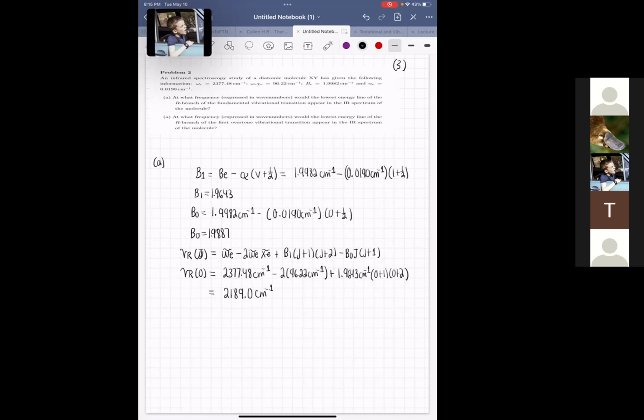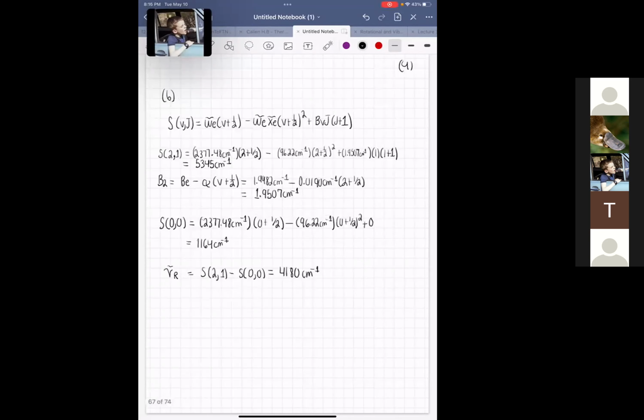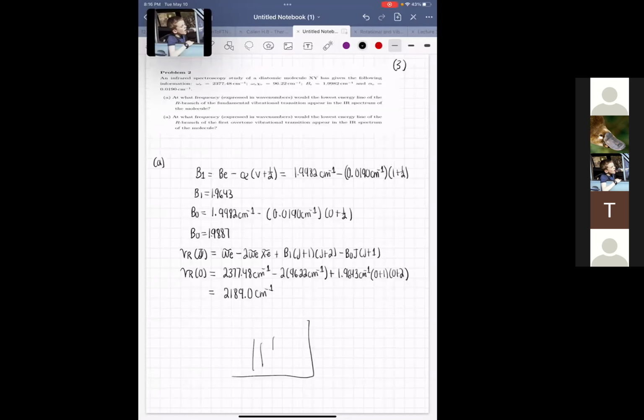Okay, so the lowest line in the R branch would be when J is equal to 0, and that means the transition 0 to 1, because if you really think about it, the R branch goes like this. Spectrometry goes like this.